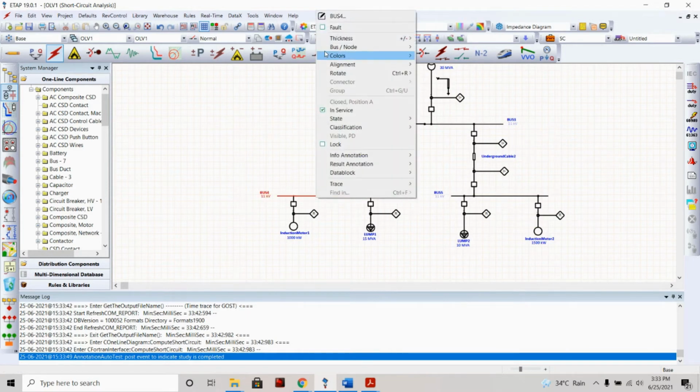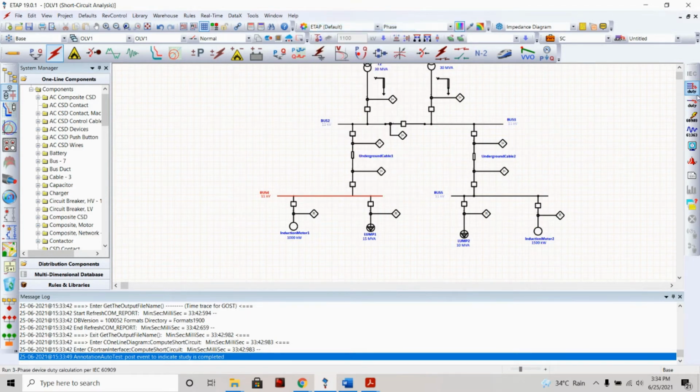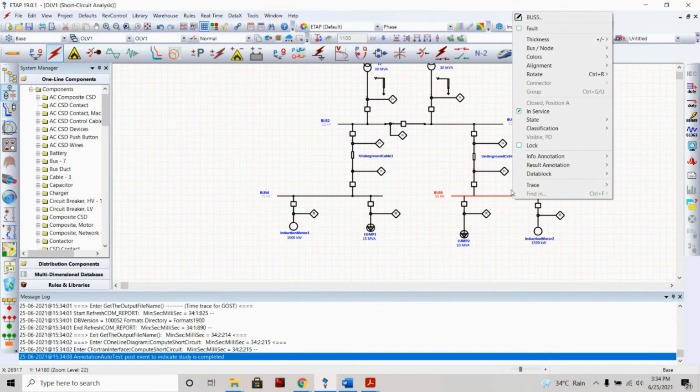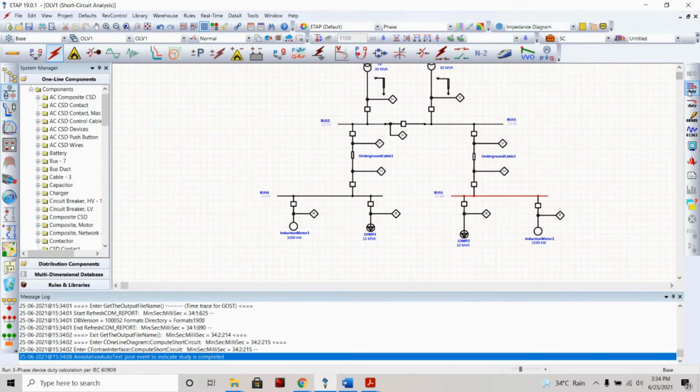For bus 4, at 10 kilovolt, we can have 15.824 kilo ampere. And for the last bus having fault, the fault current that occurs at bus 5 is equal to 15.536 kilo ampere.